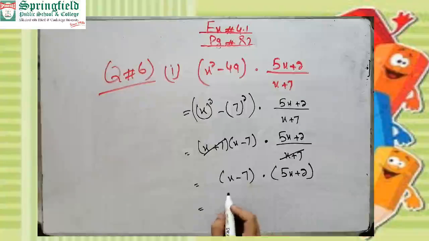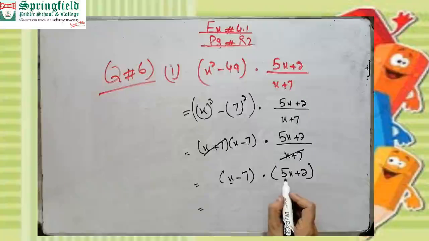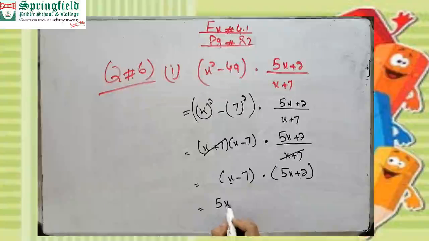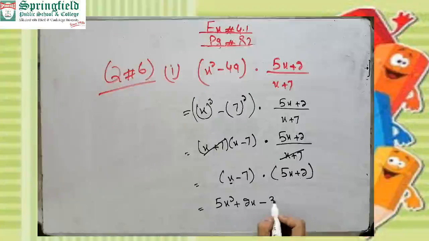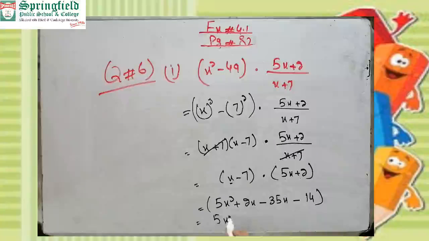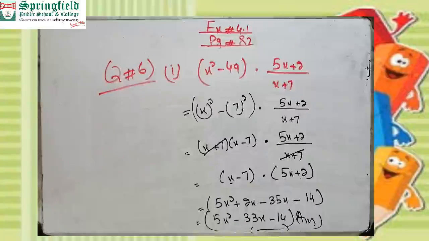Now multiply these two terms. x will multiply with 5x plus 2, giving 5x square, then x multiplies with 2, giving 2x. Then minus 7 multiplies with 5x, giving minus 35x, and minus 7 times 2 is minus 14. So 5x square plus 2x minus 35x minus 14, which is 5x square minus 33x minus 14, and this is your final answer. Understood, beta? Okay, now come to the last part.